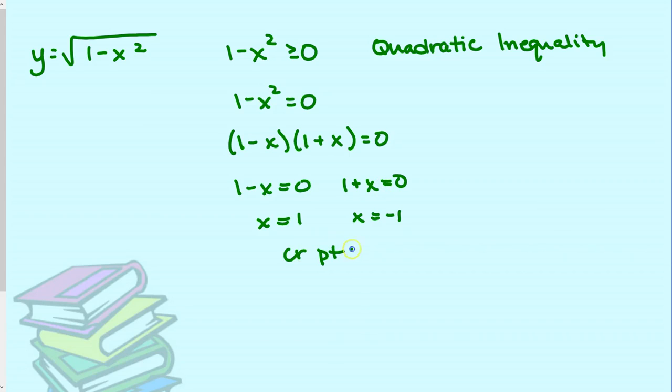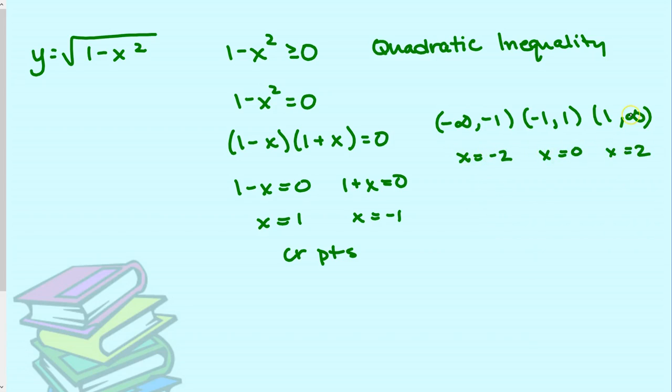Use those to divide the number line into intervals. And then we're going to take a test point in each interval. Let's test x equals -2, x equals 0, and x equals 2. We'll test those numbers into the factors, and we'll see whether we get something greater than or equal to 0 or not. So if we take -2, put it in the first factor, we have a positive. Put it in the second factor, we have a negative. Positive times negative is negative.